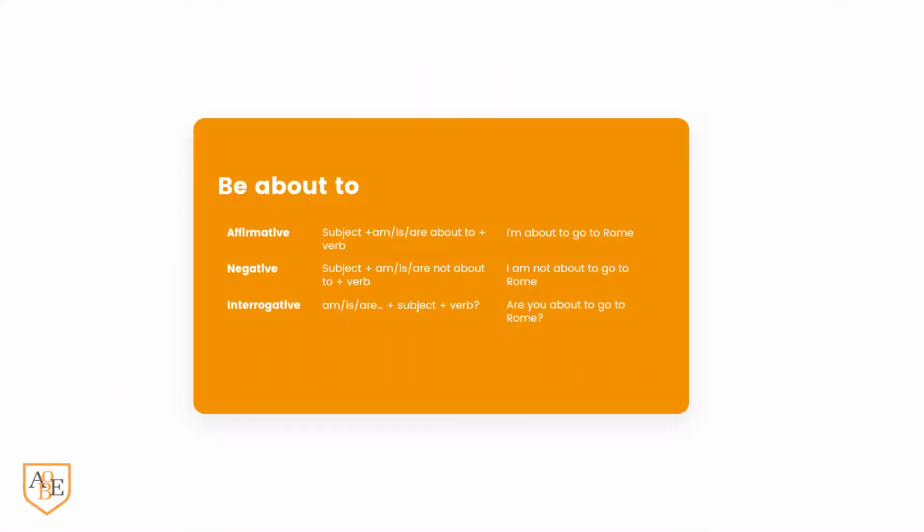Okay, so be about to. Let's look at that one first. It's probably the easiest one. It's using the verb to be. So again, the structure is quite simple. You're just using an affirmative, a subject plus am, is, or are plus about to, and a verb. So I am about to go to Rome. I'm about to go to Rome, which basically means I'm almost leaving. It's like something that's happening very much in the immediate future.